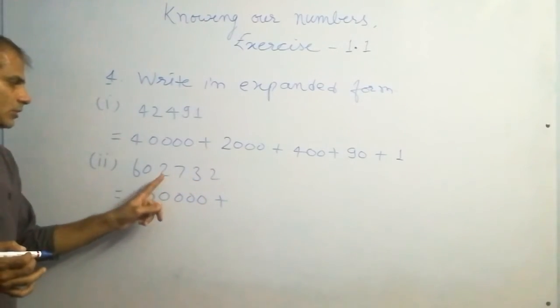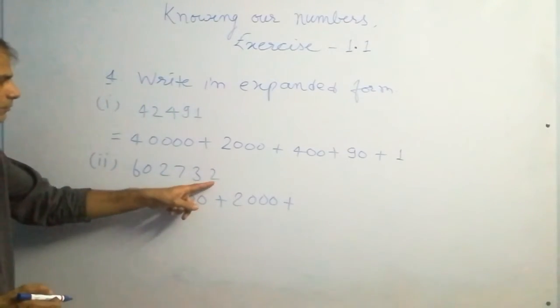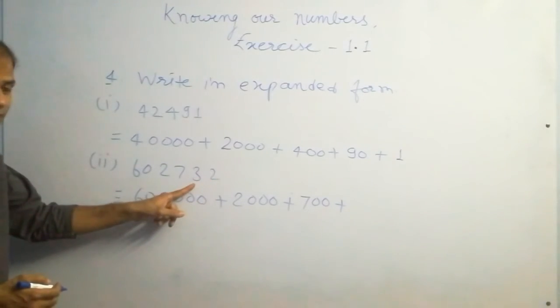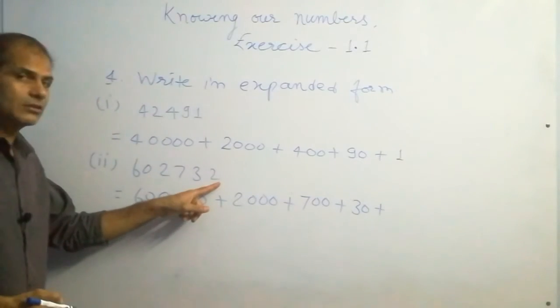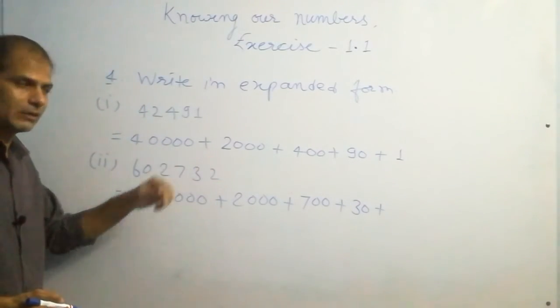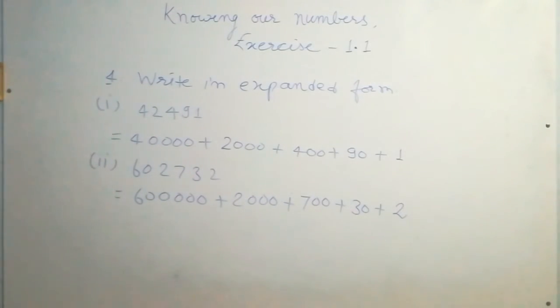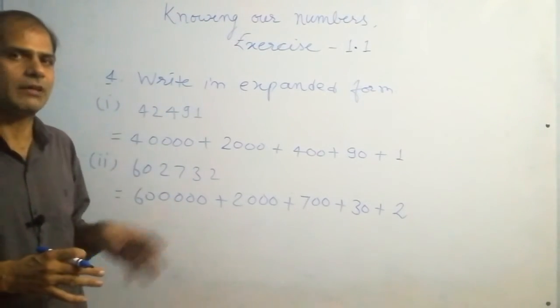Ones, tens, hundreds, thousand. This is 2,000. You will write 2,000. This is ones, tens, hundreds, 700. Ones, tens. Tens means 10 times 3. And this is ones. Ones means multiply 2 by 1. You will get 2. This is the expanded form of 6,02,732. Okay students, so I have covered 3 important topics of this exercise. Now I am going to give you the homework, which is based on these questions which I have solved right now.